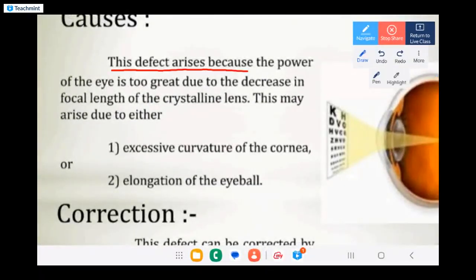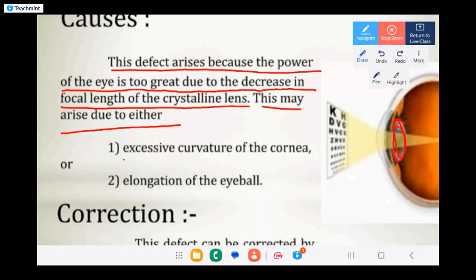This defect arises because the power of the eye is too great, due to the decrease in the focal length of the crystalline lens. So here is your lens, the natural lens of the eye. This may arise due to two reasons. One is excessive curvature of the cornea. You can often see such people have very bulgy eyes. Not necessarily in all cases, but it is seen that they have too big a curvature. Curvature is this portion of the eye that we're discussing.